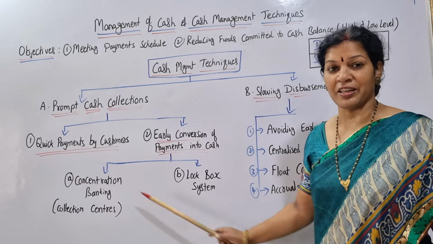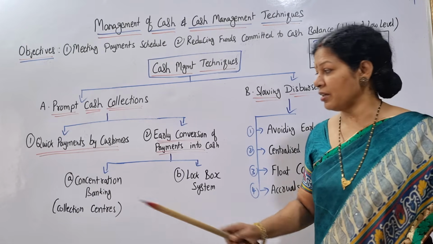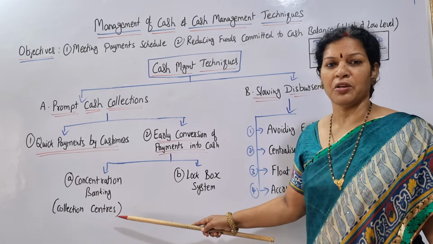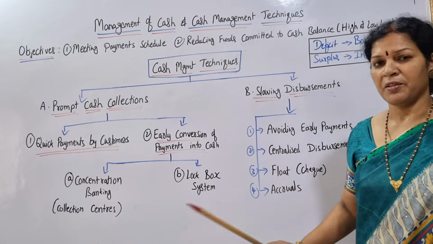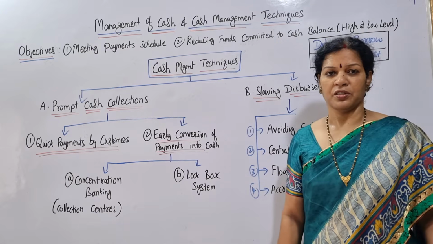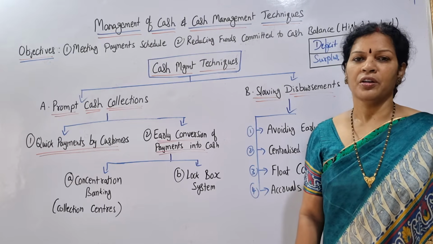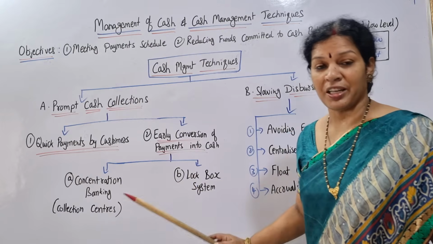These two methods encourage the customers to make the payment easily without any struggle. First one is concentration banking, which means you set up collection centers near the customer. And the lockbox system is connected with the post office. You can keep a box in the post office, and in that box they drop their checks. You can maintain it everywhere. So this is about prompt collection.